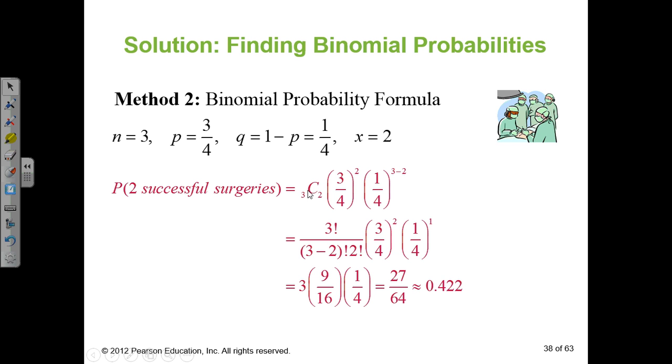Now remember, this quantity stands for 3 factorial over (3 minus 2) factorial times 2 factorial. Remember, 3 factorial is 3 times 2 times 1, and 2 factorial is 2 times 1, so the 2 times 1 cancels from the top and the bottom, and we're left with 1 factorial, which is 1, and 3 divided by 1 is 3. (3/4) squared is 9/16, (1/4) to the 1 is 1/4, and we get a probability of approximately 0.422.